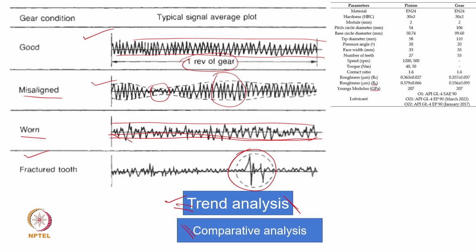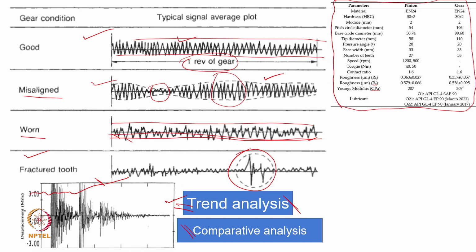Sometimes trend analysis is also mentioned as: initially the condition is good, and after that this response starts. That means initially the vibration is something like this, and then it suddenly increases. So this also can be utilized for trend analysis. In this case, what we are analyzing is some sort of gear teeth configuration, a single stage with a lubrication condition. It can be analyzed from that angle also.